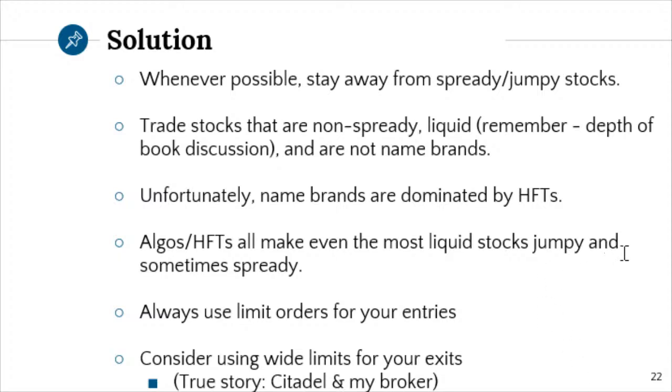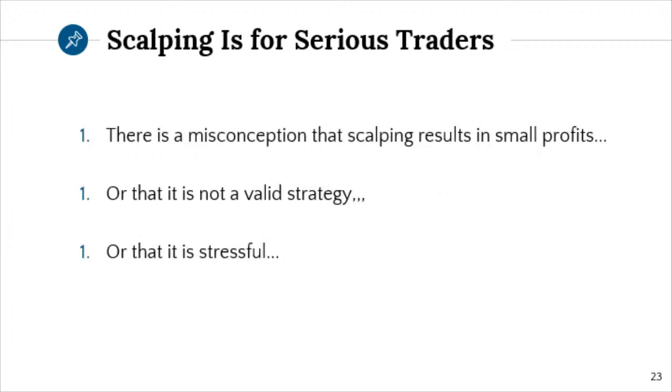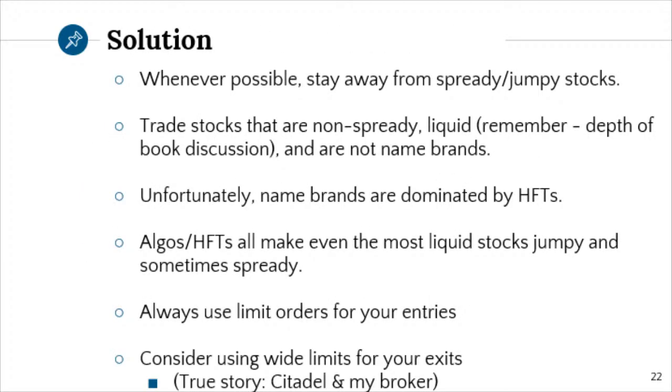Unfortunately, the most liquid stocks and the least spready are name brands, except that they're dominated by HFTs and algos and bots and all computerized trading, basically. What does it do? It works your order. And that's just one example of how they do it. So it makes even the name brands that you're supposed to focus on jumpy. Not spready, but jumpy most of the time.